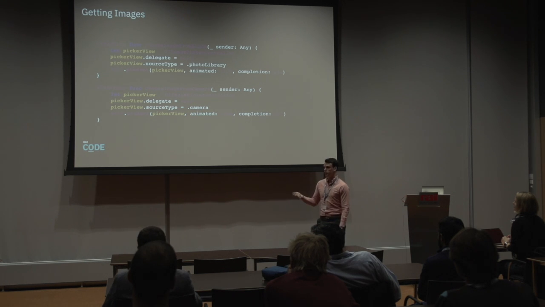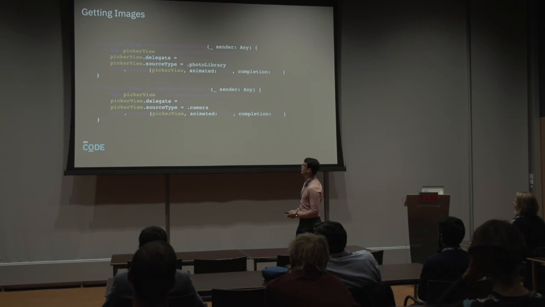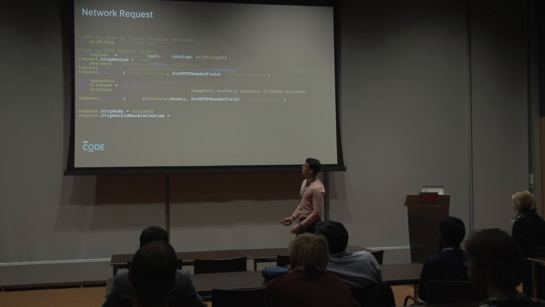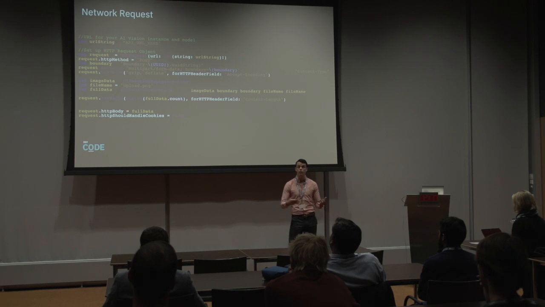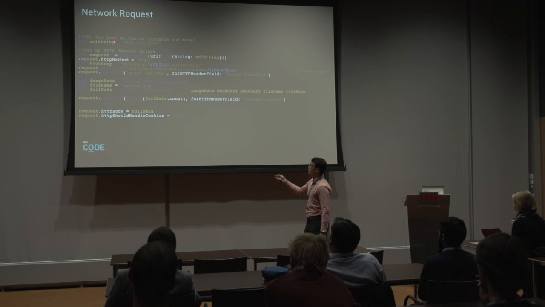And then we handle the response of that just by making our query to AI Vision. So that's getting images. The second is our network request. So up here, this is where your API URL could go. By the way, for those of you who are planning to go to the hackathon in a bit, all of this code is on GitHub. Anyway, so this is where the API URL for your instance could go.